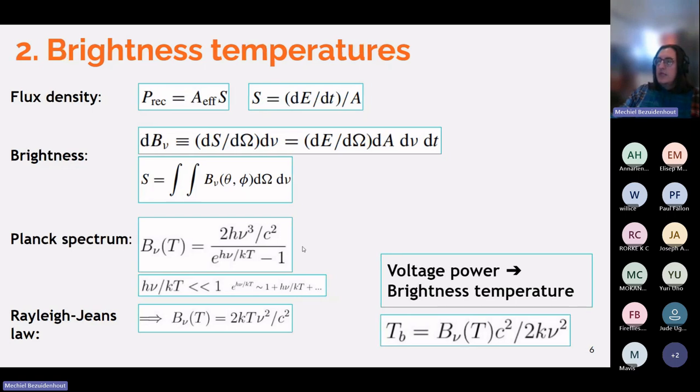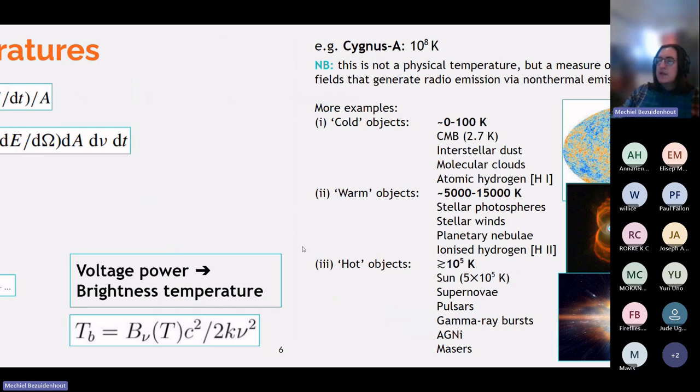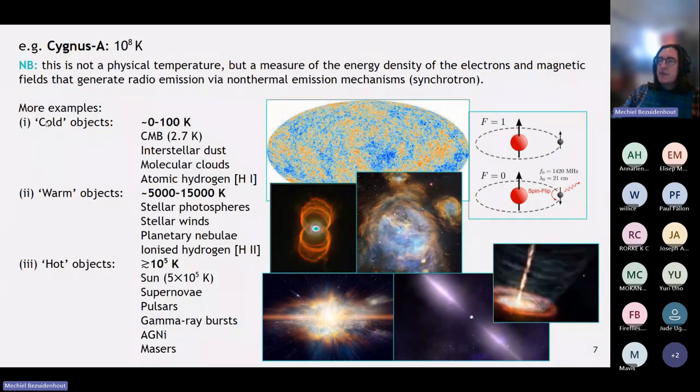So to give you an idea of some values for that, the brightness temperature of Cygnus A is 10 to the power 8 Kelvin. Cygnus A is the first radio galaxy that was ever discovered, by Grote Reber, if you remember back to the previous lecture. And it's still one of the brightest radio sources in the sky, and it has a temperature of 10 to the power 8 Kelvin. But we should know that's not a physical temperature.